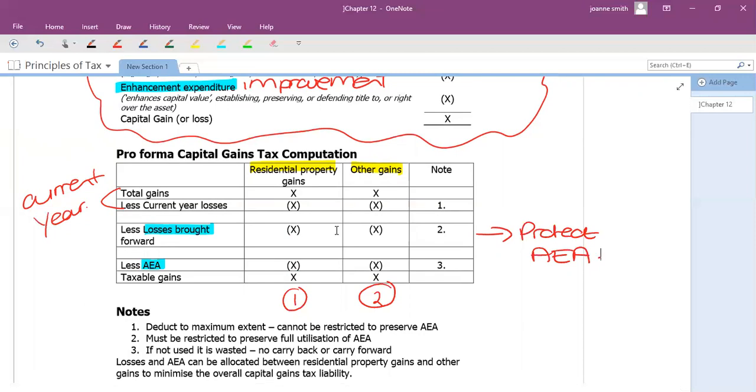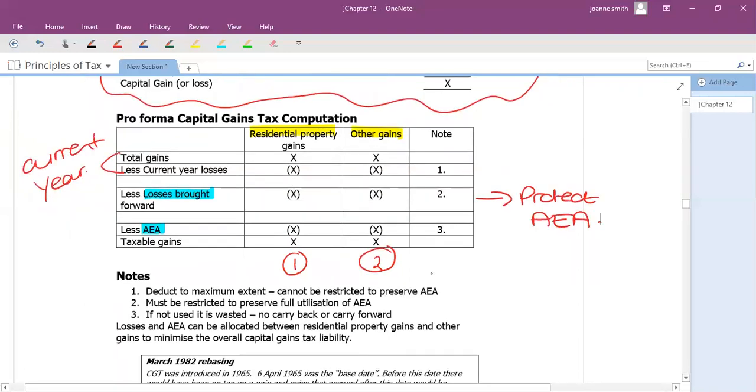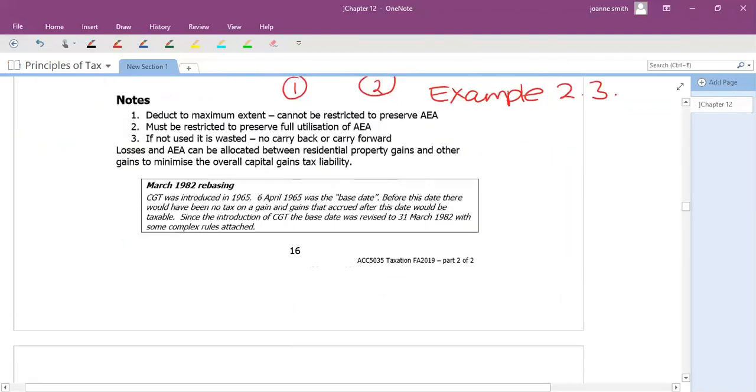Now there are some more details in your notes on how this works, but what I'm going to write here is that we're going to refer to this in example 2.3 over the page, because actually it's a lot easier to understand how you protect this annual exemption by doing a question.